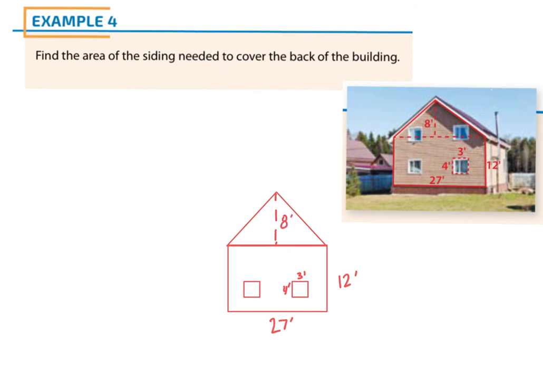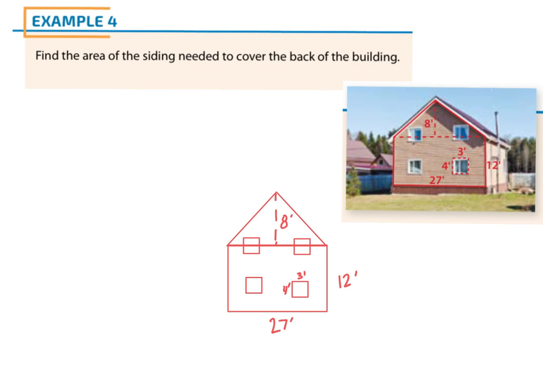But we also have some more windows. And so we have to consider those as well, because we're not going to put siding on the windows. All right, so the first thing we need to do is figure out how much all of the area is, and then we'll take out what we don't need, which is the windows. All right, because we have 2 figures. We have a rectangle and we have a triangle.